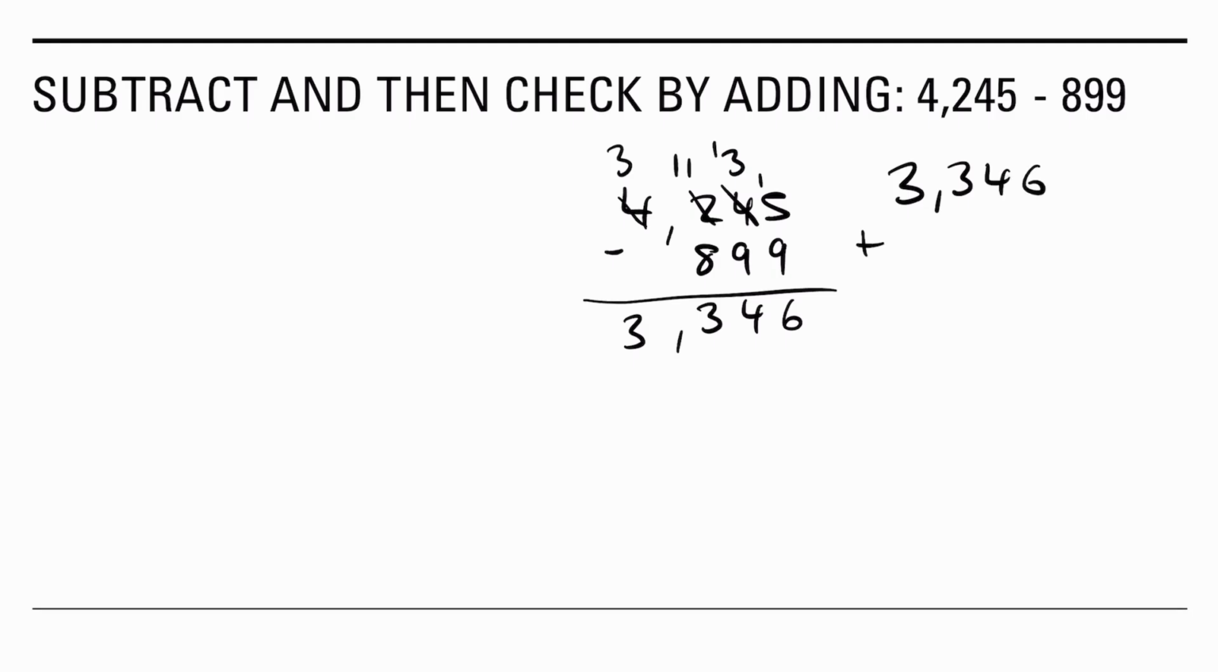So now to add that again, we would go 3,346 plus 899. 6 plus 9, 15. 1 plus 4 is 5, plus 9 is 14. 1 plus 3 is 4, plus 8 is 12. Carry that 1 over, and then we end up with 4,245. Then we just cross-check and make sure that is the other number that we started with, and it is. So we are correct.